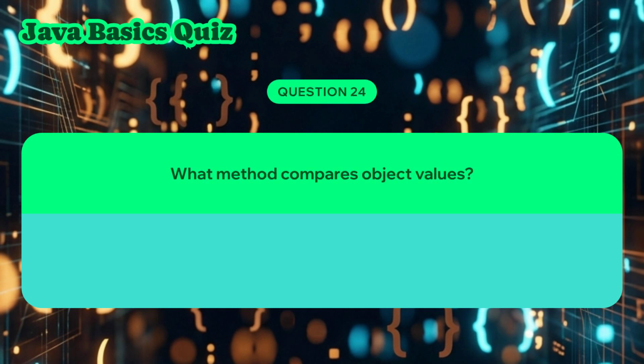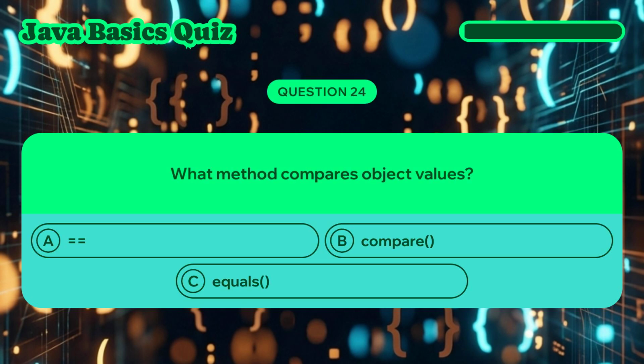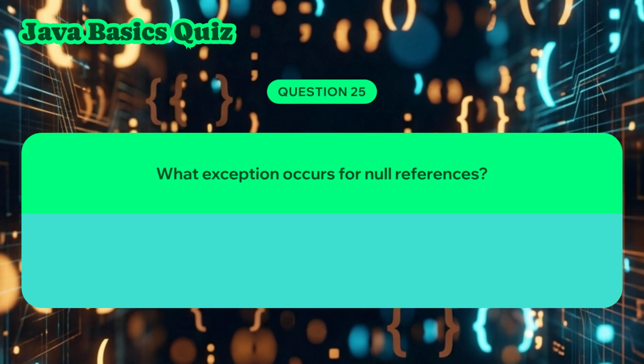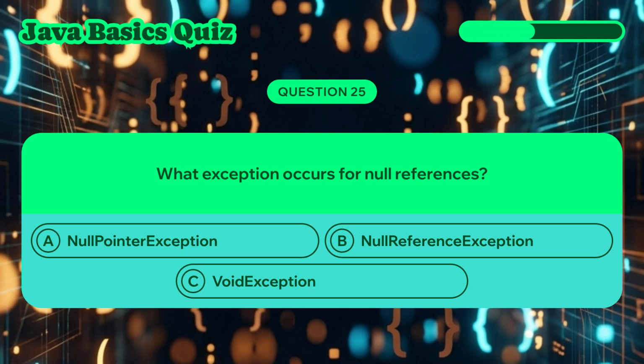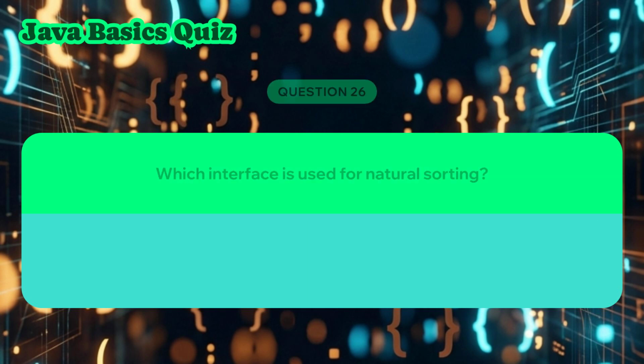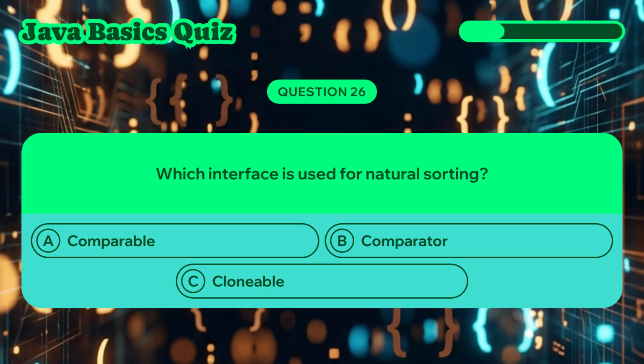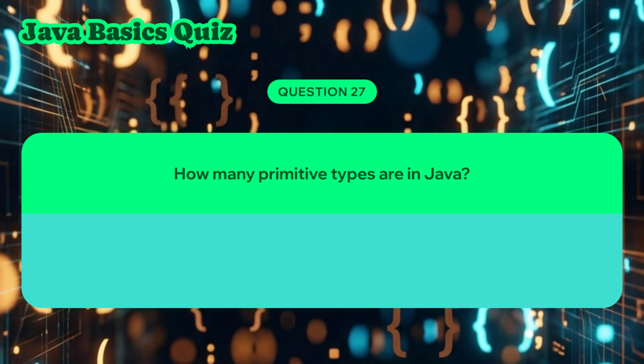What method compares object values? What exception occurs for null references? Which interface is used for natural sorting? How many primitive types are in Java?